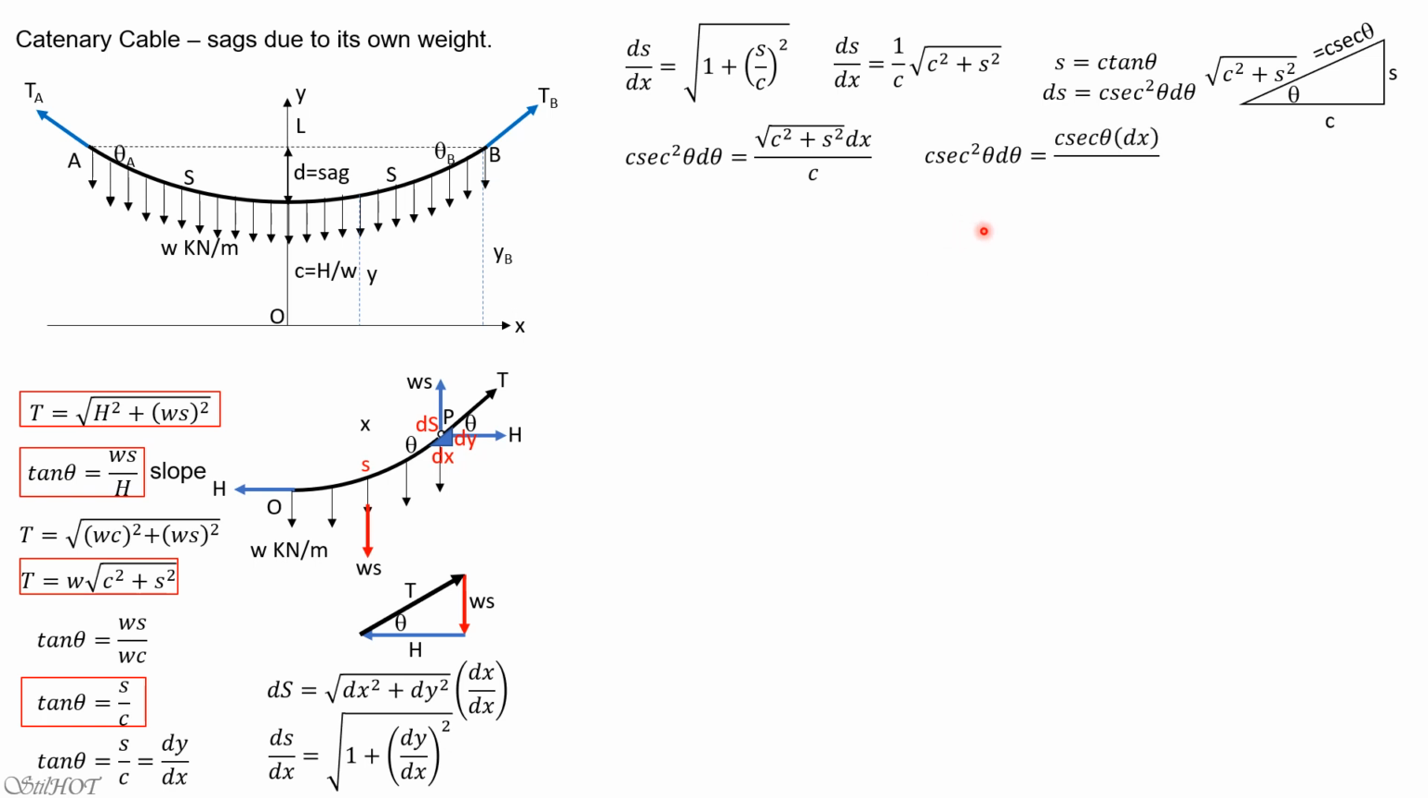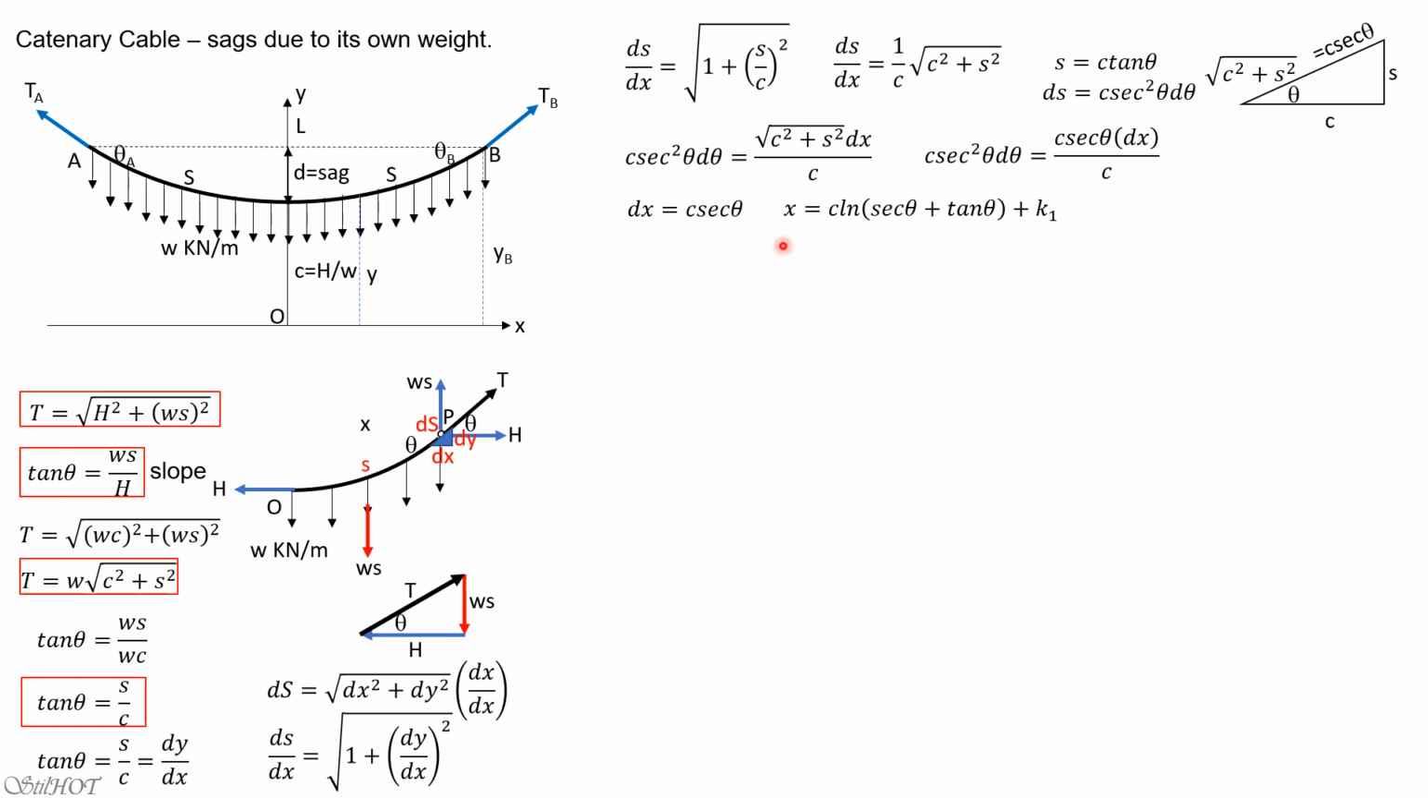So c secant squared theta d theta equals c secant theta dx over c, because this radical here, square root of c squared plus s squared, is c secant theta divided by c. So we can cancel c here, and we can cancel secant theta. So dx is c secant theta d theta.